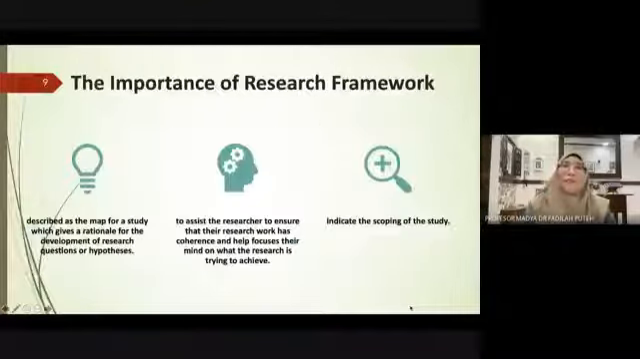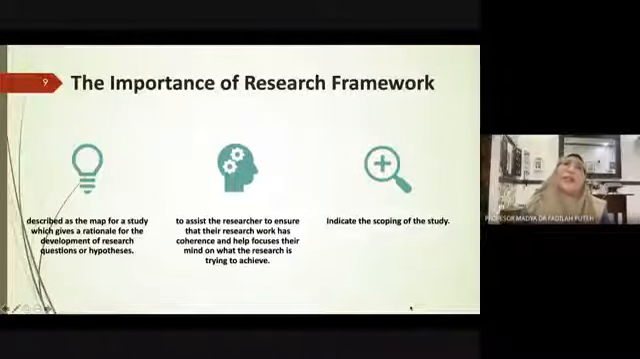Now, let's take a look at the importance of research framework. Why is research framework very important? Number one, research framework helps to describe the map for a study, which gives a rationale for the development of research questions or hypotheses. So one of the great functions of research framework is it helps us do some kind of mapping with respect to the development of your research question. When you have identified your research framework, it is easy for you to formulate your research question as well as your research objective.